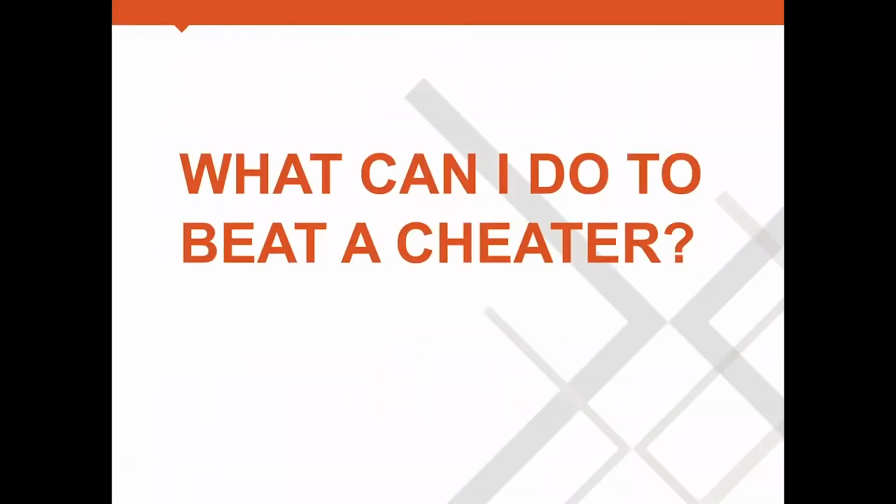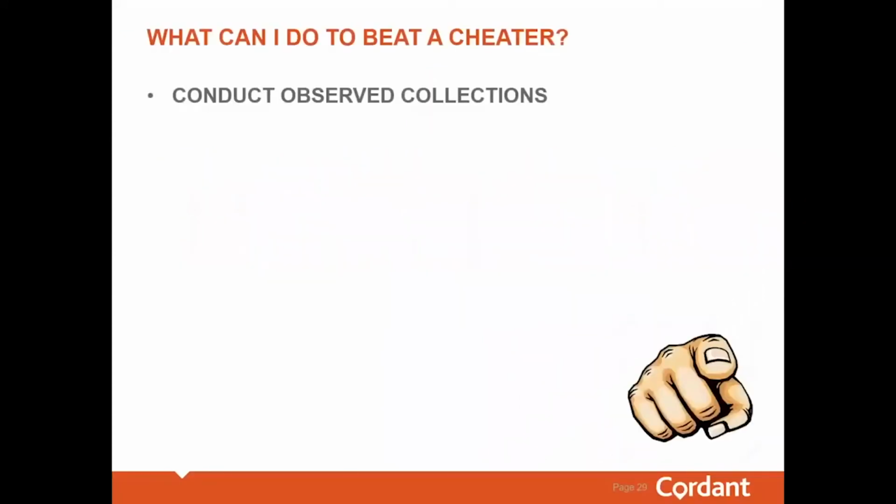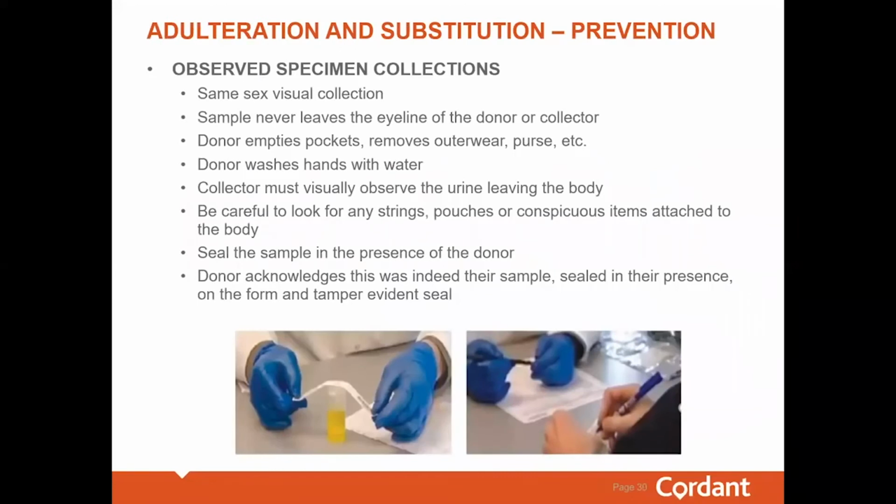Now we ask ourselves, what can I do to beat a cheater? I know what the lab is doing, but how can I make a difference? Conduct observed collections. The number one way to prevent adulteration and substitution is to perform an observed specimen collection. This usually occurs by same-sex visual collection. Make sure the sample never leaves the eye line of the donor or collector. Have the donor empty their pockets, remove outerwear, purses, etc. Have them wash their hands with water and not soap to ensure there is nothing on their hands or under their nails to prevent them from dropping something into the sample.